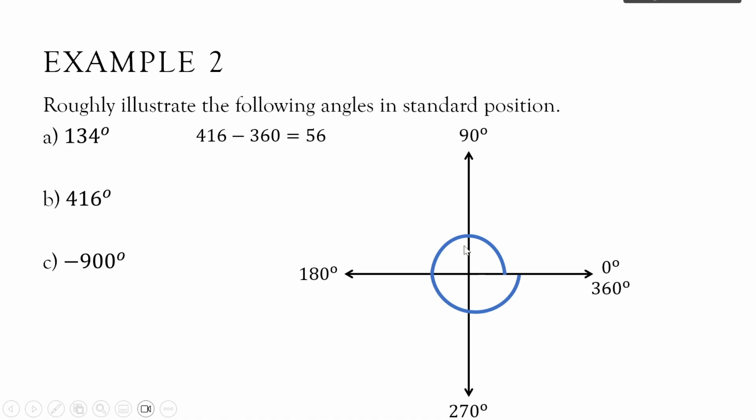So now I need to plot 56. Well, 56 is definitely between 0 and 90, so I know I'm going to end up somewhere in this top right corner, roughly around here. So this is what 416 degrees is going to look like.